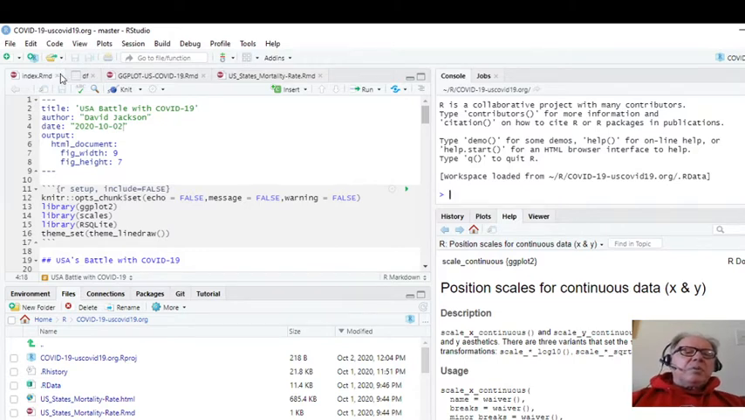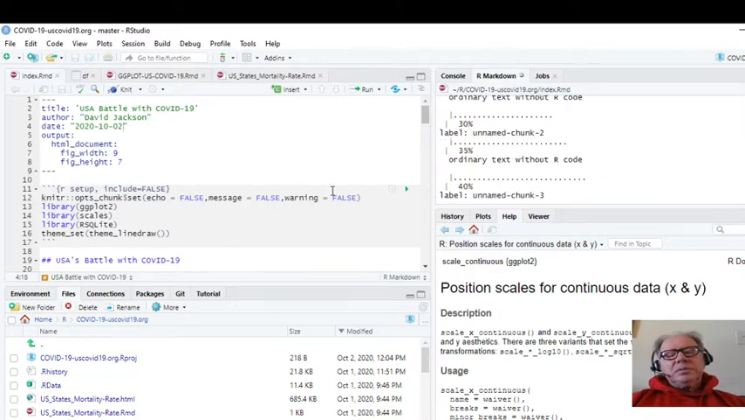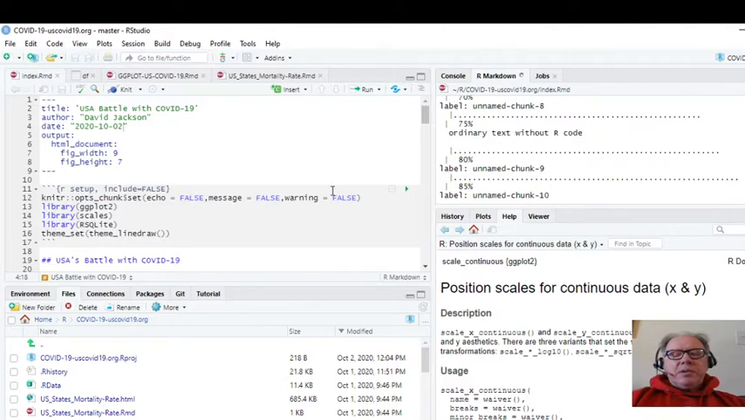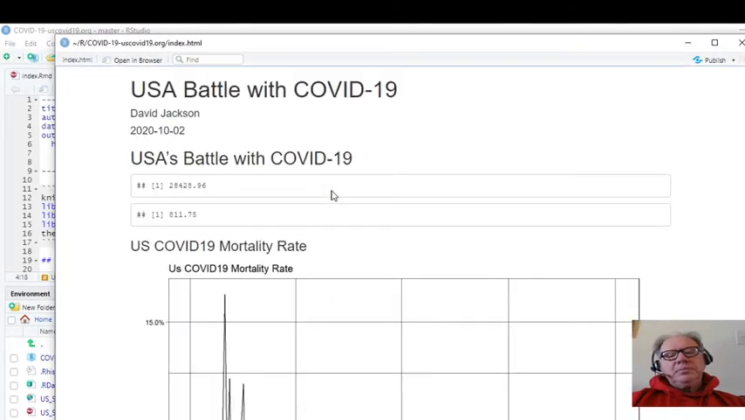So let's just go ahead and run the report for the U.S. and see what the numbers actually tell us. Okay, for the U.S., we're currently averaging 28,429 cases per day, but only 811 or 812 deaths.